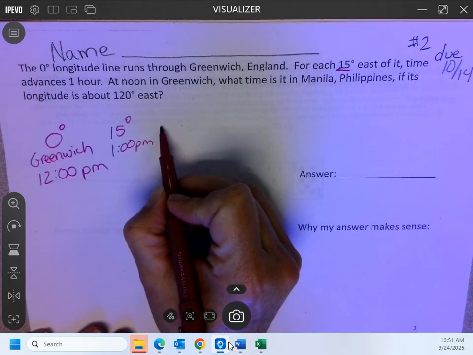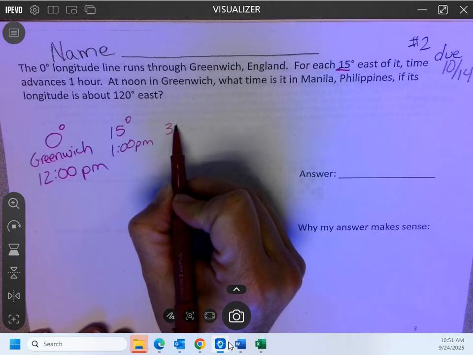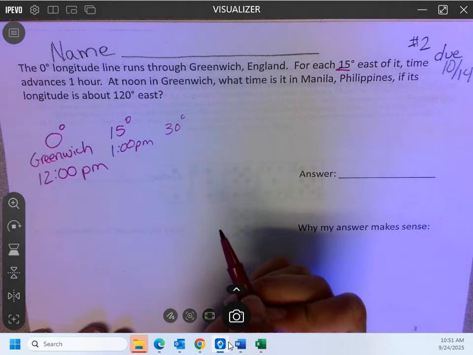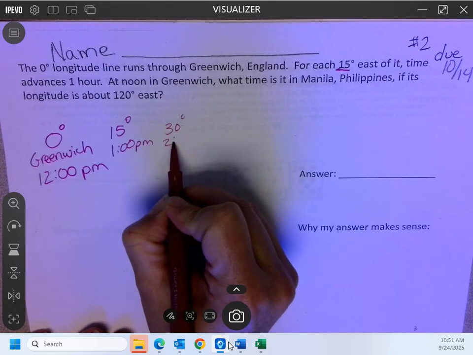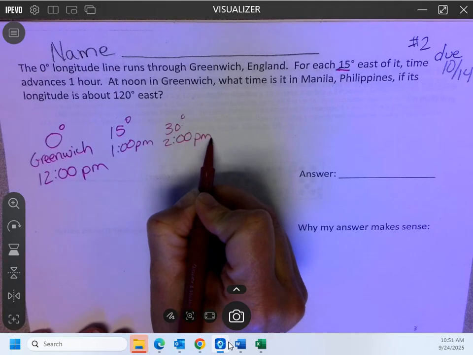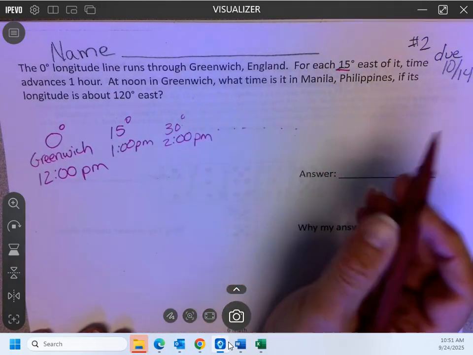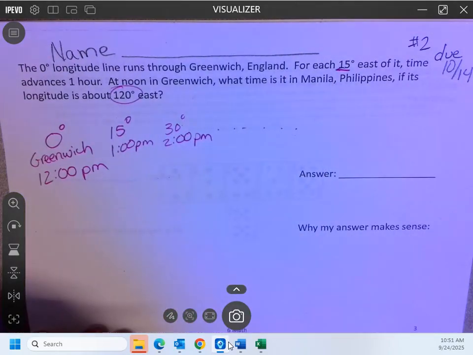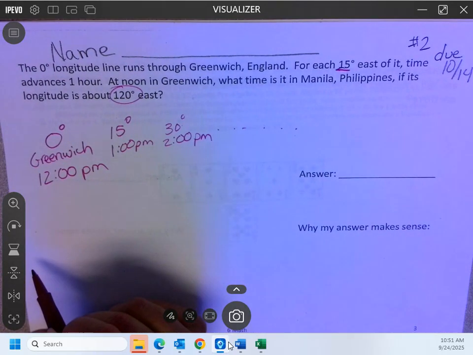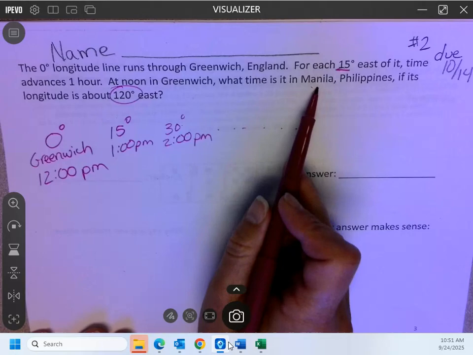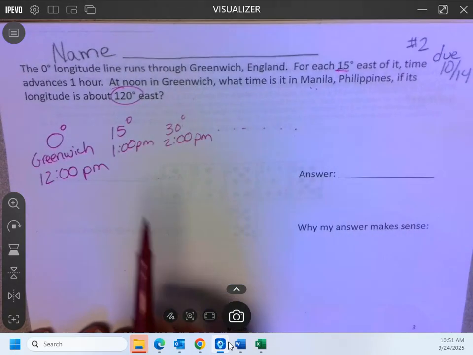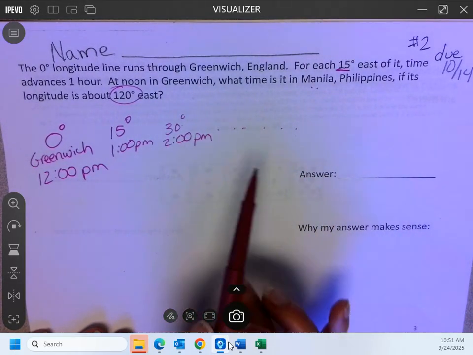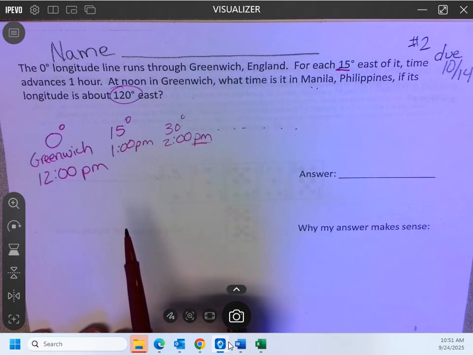What's going to be my next number? I'm going to skip count by another 15 and I'm going to go up to 30 degrees. Then it's going to be 1 hour later. I am going to keep on going until I skipped all the way up to 120 degrees, and I'm going to find out what time it will be in Manila, Philippines. So you're skip counting, advancing an hour every time, paying attention to if it's AM or PM.